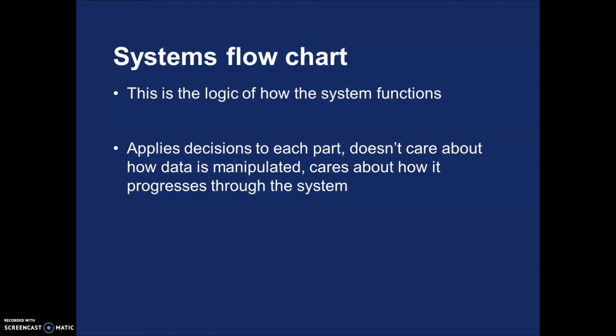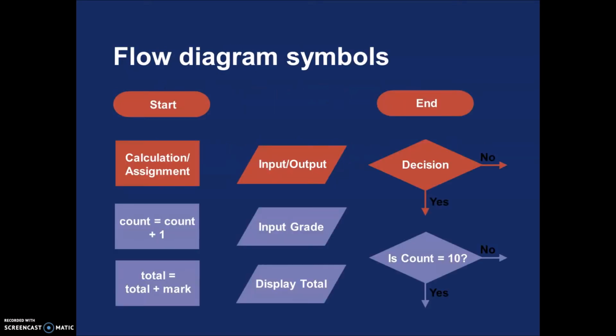Now, systems flowcharts really care about the symbols that we use. So what we've got here are the different symbols. A flow diagram or a system flowchart always starts with a start button. Now the shape of these is really, really important. So we've got a start up here. That means it's the start or the end of our flowchart.